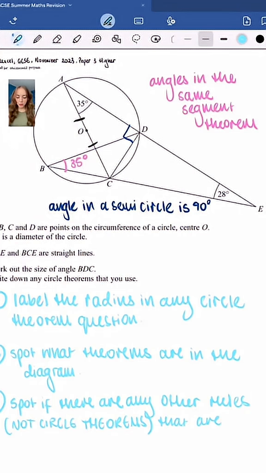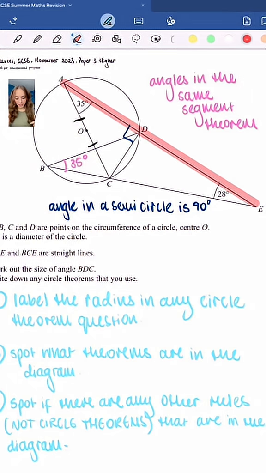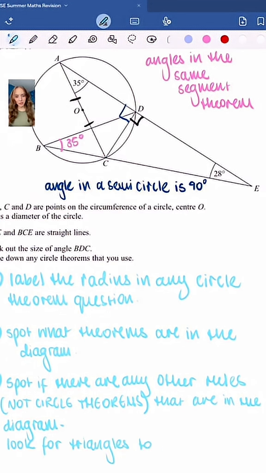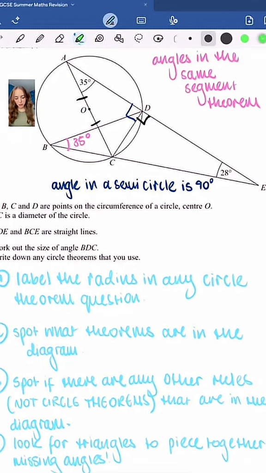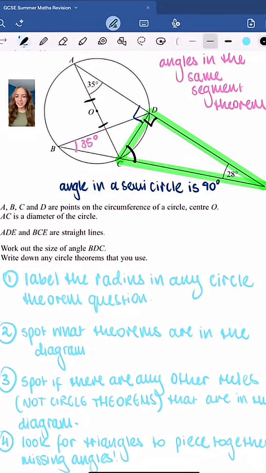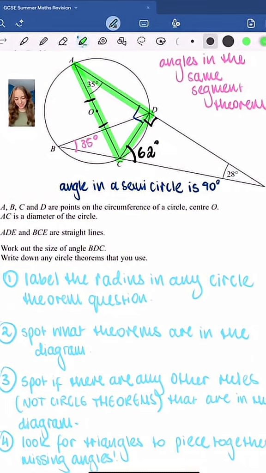The first thing that I spotted is the straight line ADE, so we know that because the angles in a straight line are 180 degrees, the angle CDE is going to be 90 degrees as well. Now we can zoom in and spot the triangles within the diagram. For example, CDE is a triangle, so we can find out the angle DCE. That angle is 62 degrees, and now we can spot another triangle, which is ACD. So we know that angle there is going to be 55 degrees.